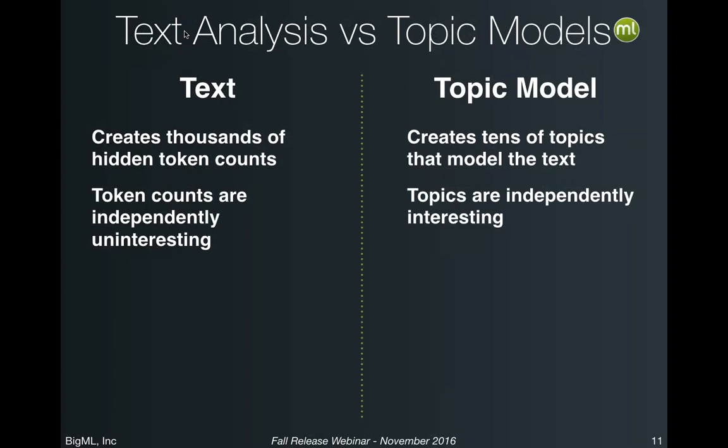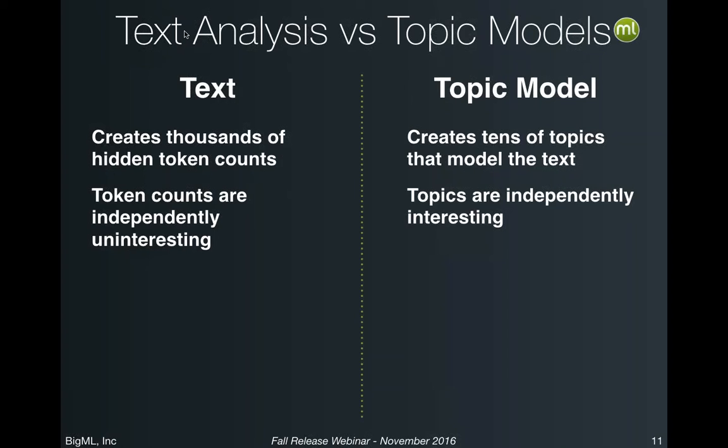Token counts are independently uninteresting. So basically, if you say this blob of text contains baking, it doesn't really tell you that much about the text. Because baking is often associated with cooking, but it's used in a lot of English idioms like baked into the cake, for example.